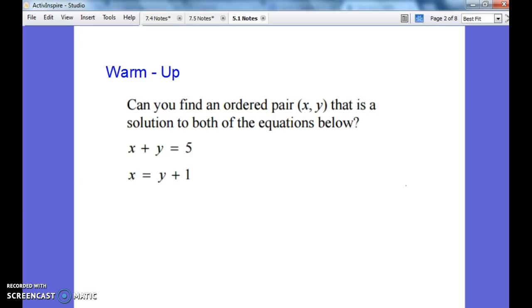Did you come up with 3 and 2? Well, if x equals 3 and y equals 2, 3 plus 2 equals 5. And again, if x equals 3 and y equals 2, 3 equals 2 plus 1.